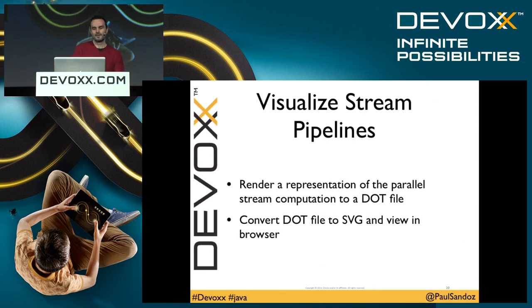Another way to look at this, other than heuristics like the back of the envelope style thing, is to visualize stream pipelines. So I can actually render the representation of a parallel stream computation as a dot file.